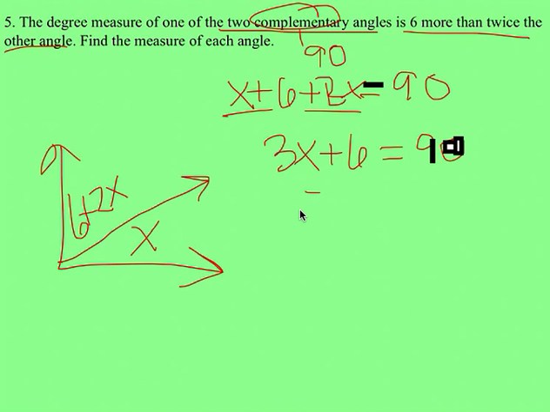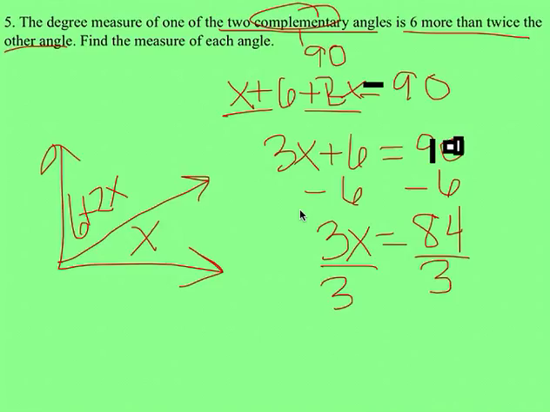So now I'm going to subtract 6 from both sides, and I get that 3x is equal to 84. And then I'm going to divide both sides by 3, and here I get that x is equal to 28 degrees. So that's this angle right here is 28 degrees, okay?